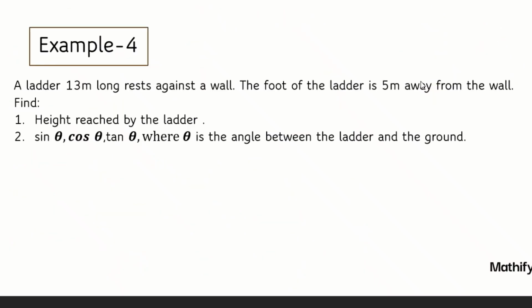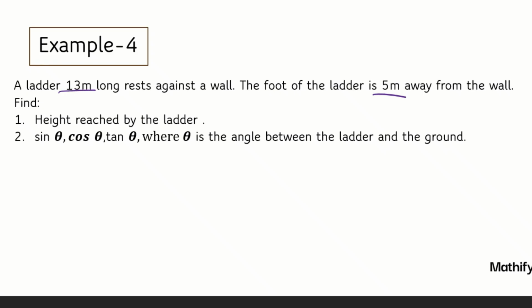Now come to example 4. A ladder 13 meter long rests against a wall. The foot of the ladder is 5 meter away from the wall. Find the height reached by the ladder, sin theta, cos theta, tan theta, where theta is the angle between the ladder and the ground. So basically a 13 meter long ladder rests against the wall.